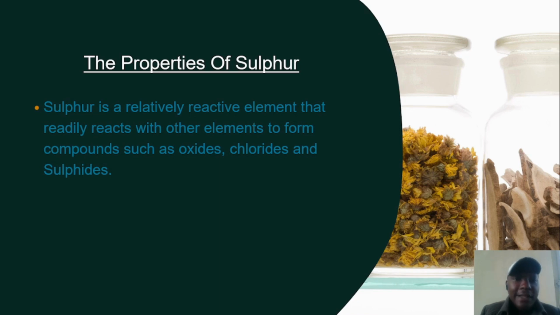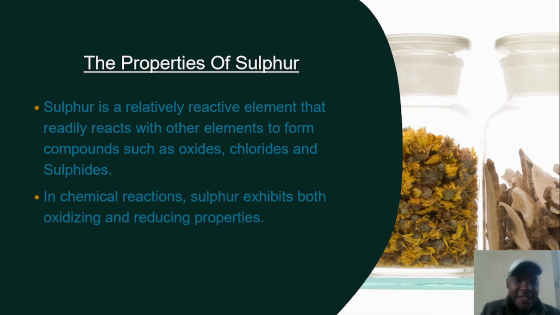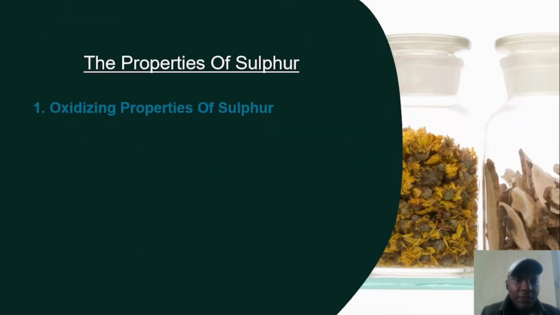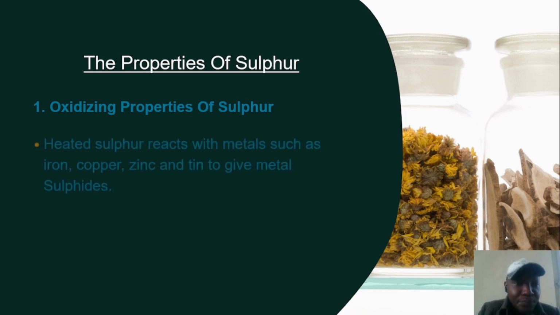We know that sulfur is a relatively reactive element, meaning that it readily reacts with other elements to form various compounds, such as the oxides, chlorides, and sulfides. In chemical reactions, sulfur exhibits both oxidizing and reducing properties. These two are what we call the chemical properties of sulfur. So we'll dive into them, starting with the first one, the oxidizing properties of sulfur.